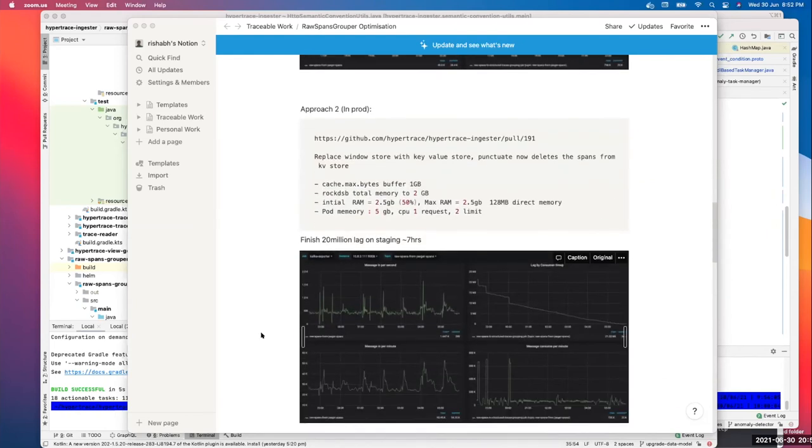The approach that we finally went ahead with was to replace the store. Instead of using a window store, use a key value store. You still store spans individually in the key value store, but the onus of deleting the span from the store lies on the application itself. In the previous approach, it was being managed by Kafka Streams. Now the onus is on the application itself, and this seemed to be working very fine.